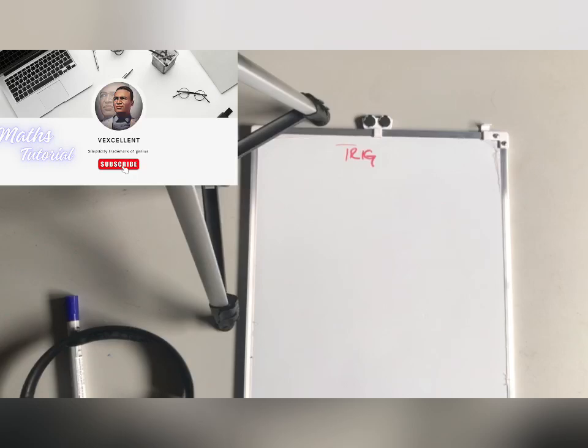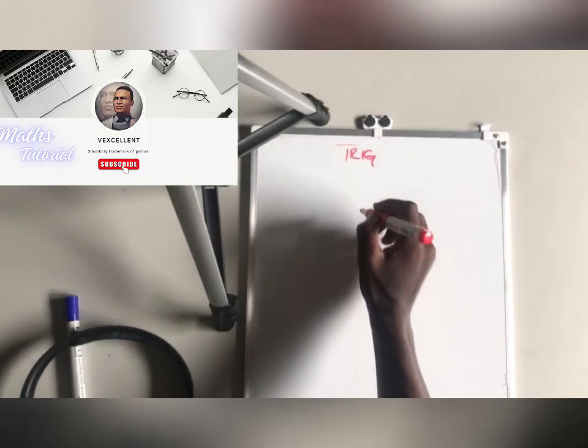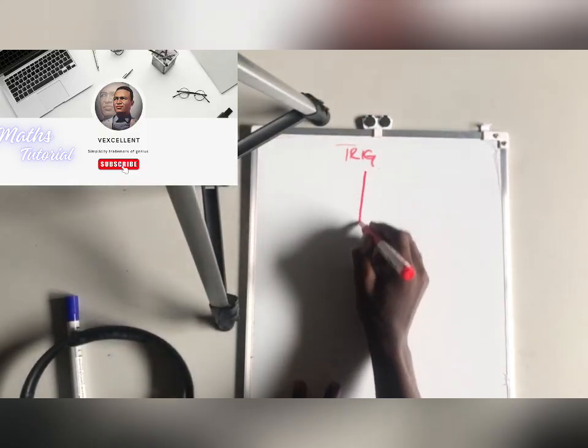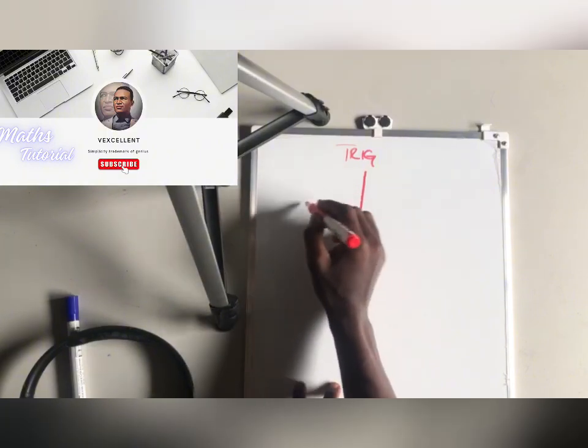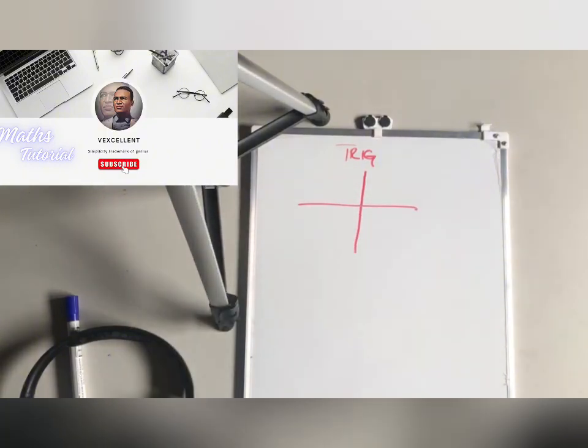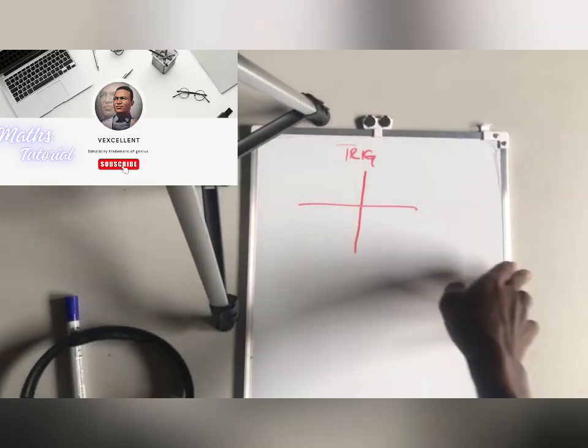We're going to be showing you much about trig ratios. Now, the first thing that you must know is a Cartesian plane. What is a Cartesian plane? It's a cross. It's two lines: the vertical line and the horizontal line.